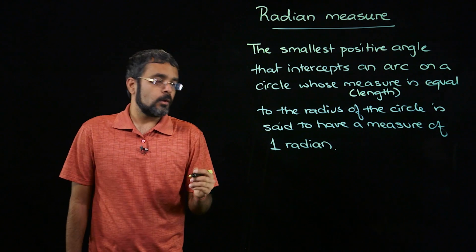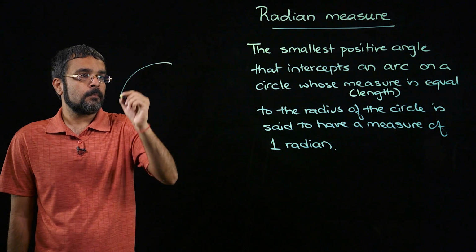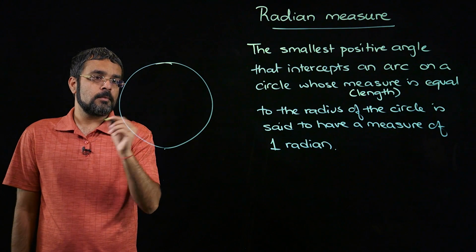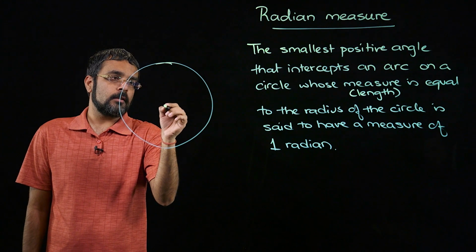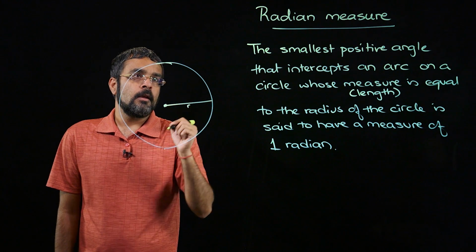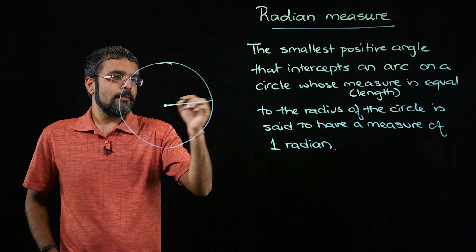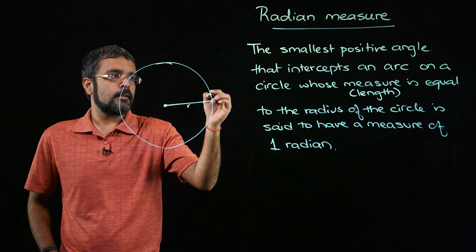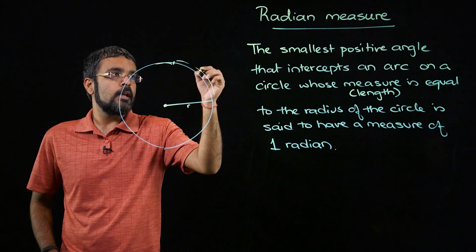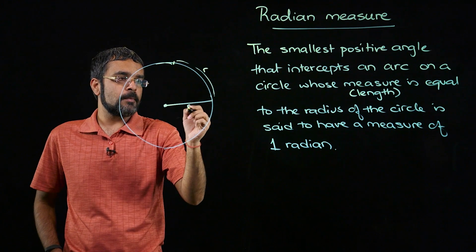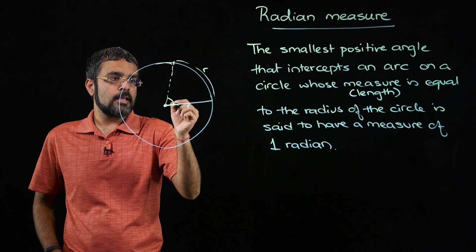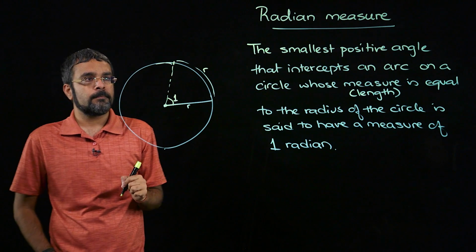So what does this look like? Let's say this is my circle, and let's say this is my central angle. This is my radius r. Now, if I intercept so that this length, this curved length, is also r, so it is the same as my radius, then this angle is said to measure 1 radian.